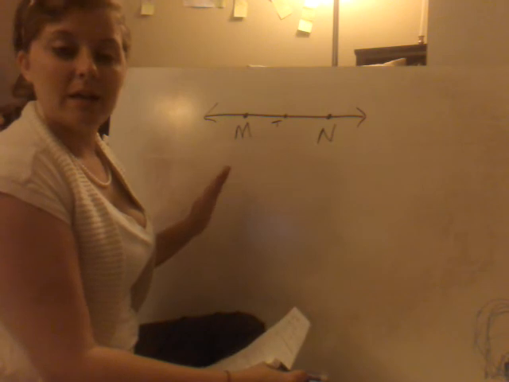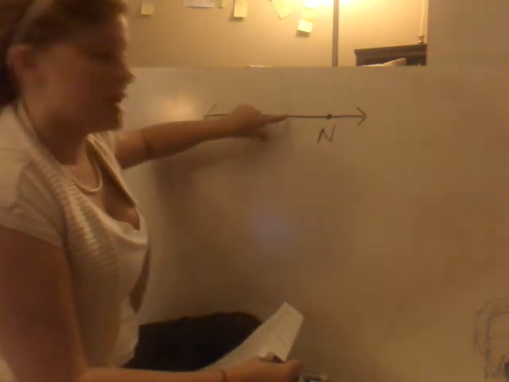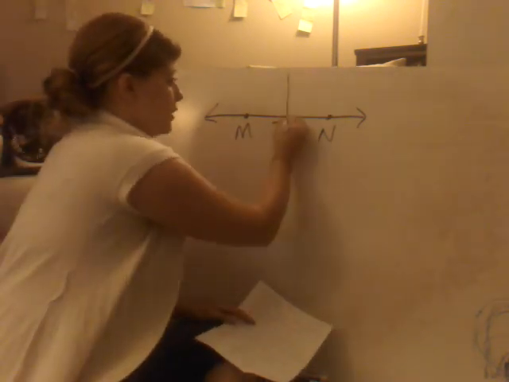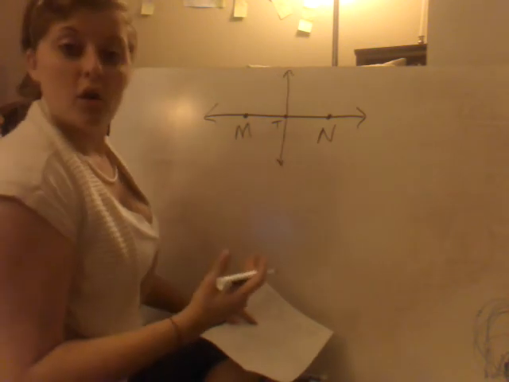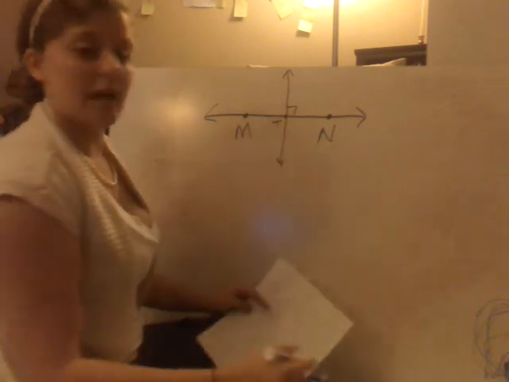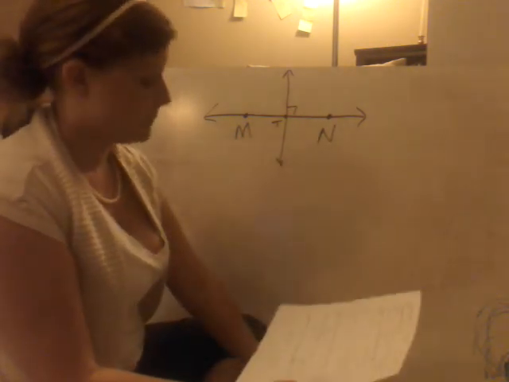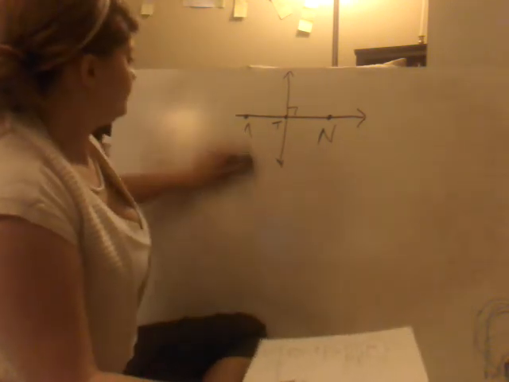Now it says to construct the line perpendicular to MN at point T. That means I need to make a line perpendicular to my original line, and it's going to cross at point T. And it says line, so it has to go all the way through. Now, to let everybody know that I just drew in a perpendicular line, remember I need to draw in my little 90-degree angle. That means that it's going straight through the line. And that's number 12.